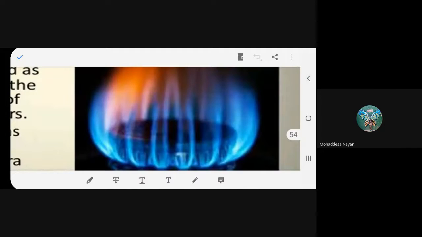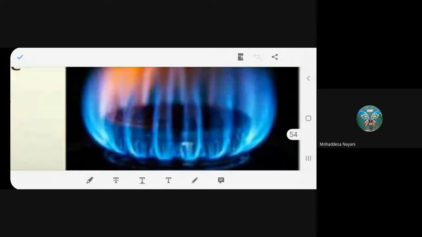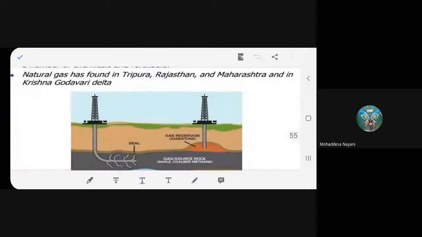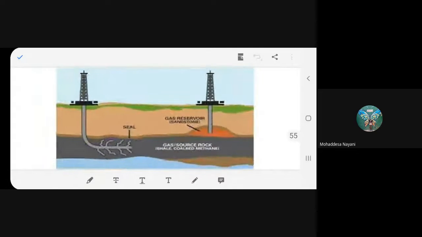Now I want to show you. This is your natural gas. All of us are using natural gas at home. You can see this is a gas stove, right? Now, let's see how this is working.